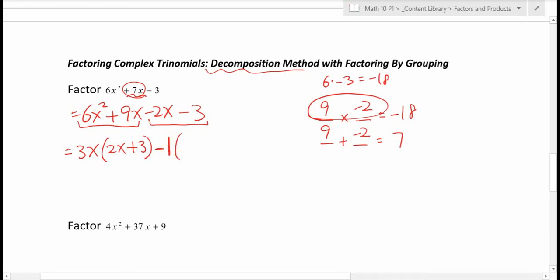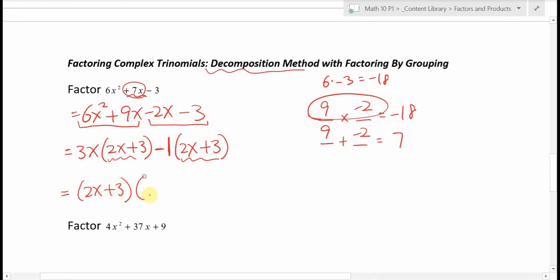Because at the end of the day, we can always divide it by, well, in this case, -1. So that's -2x divided by -1, which is positive 2x. And -3 divided by -1 is also positive 3. Again, the key for factoring by grouping is that these two brackets must be the same. If they are not the same, that means we made a mistake. And because they are the same, they are the common factor, so we can factor them out.